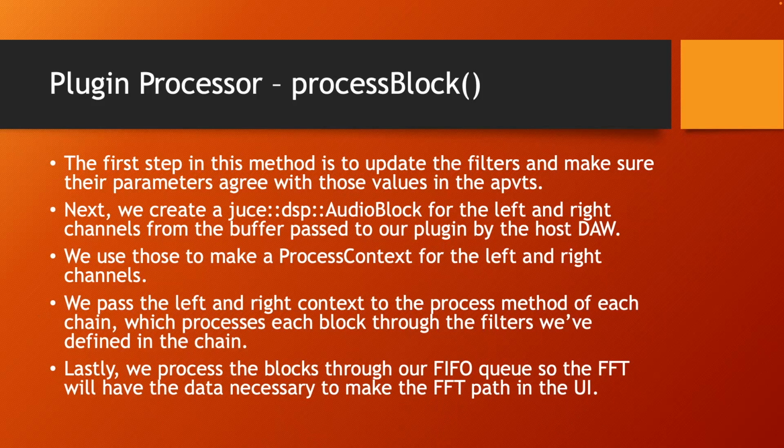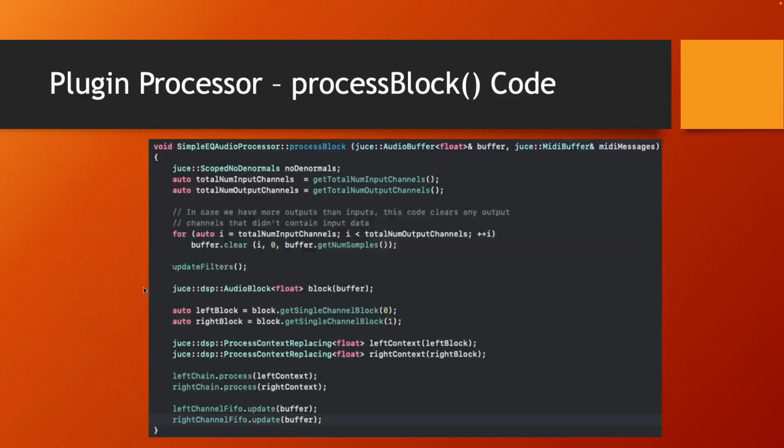Lastly, for the FFT spectrum analyzer part of the GUI, we process the blocks through our FIFO queue so that the FFT will have the data necessary to make the FFT path. Here we can see the process block code. Now, let's hear the plugin in action.